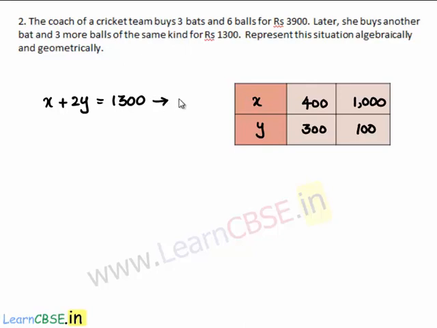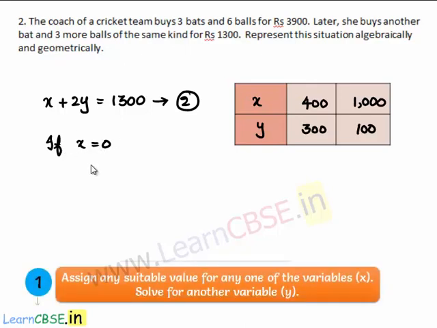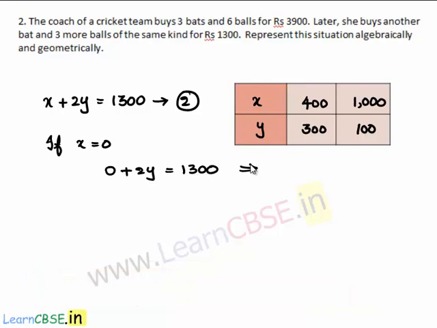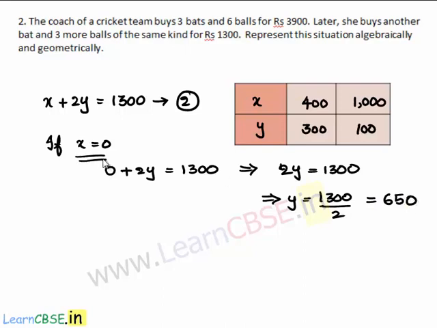This is equation number 2. So let us substitute X is equal to 0. So if X is equal to 0, the second equation becomes 0 plus 2Y is equal to 1,300. That implies 2Y is equal to 1,300. So we get Y is equal to 1,300 divided by 2, which is 650. So if x is 0, the value of y is 650.